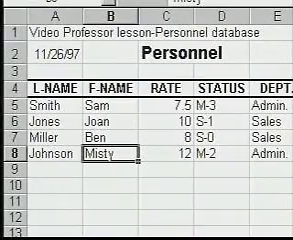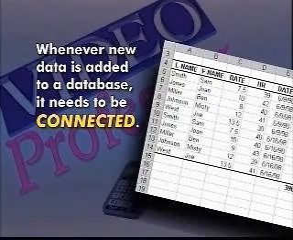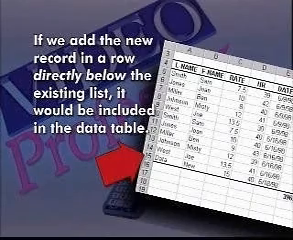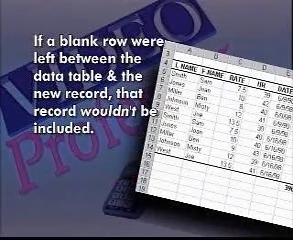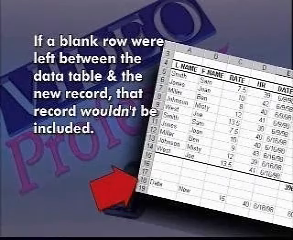As much as we need a blank row between the document and the fields row, we don't want a blank row between the data table's records. This is very important to remember, so let's take a closer look. Whenever new data is added to a database, it needs to be connected. If we were to add the new record in a row directly below the existing list, it would be included in the data table. But if a blank row were left between the data table and the new record, that record wouldn't be included.